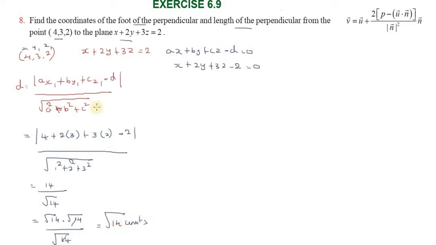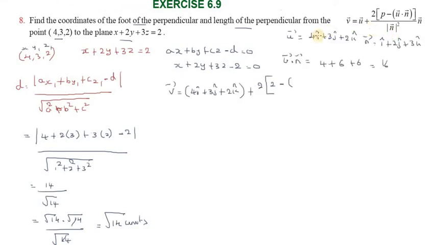In the next part, find the coordinates of the foot of the perpendicular. We found the length first, now we find the foot of the perpendicular. The formula is v vector equals u vector plus 2 into p minus u vector dot n vector by mod of n square into n vector. In this sum, the u vector is 4i plus 3j plus 2k, and the n vector is i vector plus 2j plus 3k. The dot product of u vector and n vector gives 4 plus 6 plus 6, which is 16.